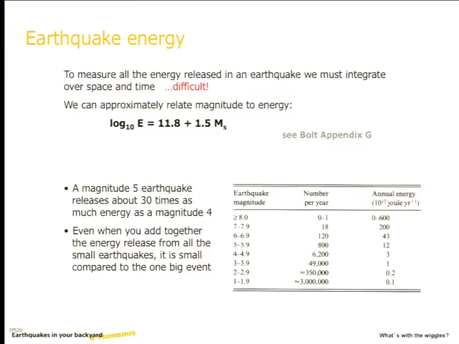However, we can estimate the energy released in an earthquake, and this is one very simple equation that estimates the energy based on the surface wave magnitude. So a very simple equation, plug in the surface wave magnitude, and you get the energy. And if you play around with this, what you will realize is that a magnitude 5 earthquake releases about 30 times as much energy as a magnitude 4. Okay, so don't get these things confused.